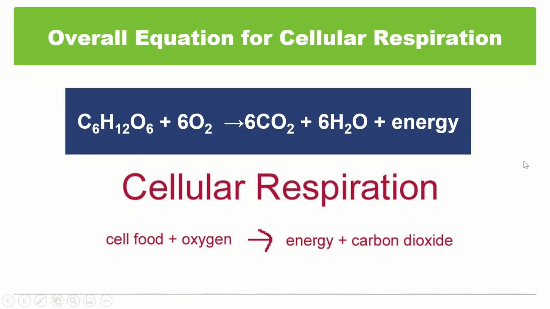Here is the equation for cellular respiration. You should note that this is the same as photosynthesis, only in reverse. So in this case, you need glucose, C6H12O6, plus oxygen, 6O2. And you'll end up producing CO2, H2O, and energy. And in this case, obviously you're not producing light energy, you're not glowing, but you are producing energy in the form of ATP.